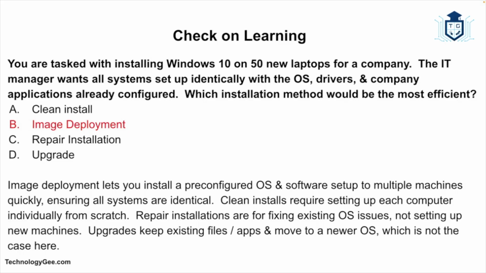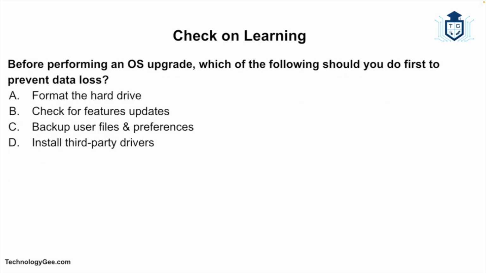The correct answer is an image deployment. So an image deployment lets you install a pre-configured operating system and software setup to multiple machines quickly, ensuring all systems are identical. Clean installs require setting up each computer individually from scratch. Repair installations are for fixing existing operating system issues, not setting up new machines. And upgrades keep existing files and applications and move to a newer operating system, which is not the case here.